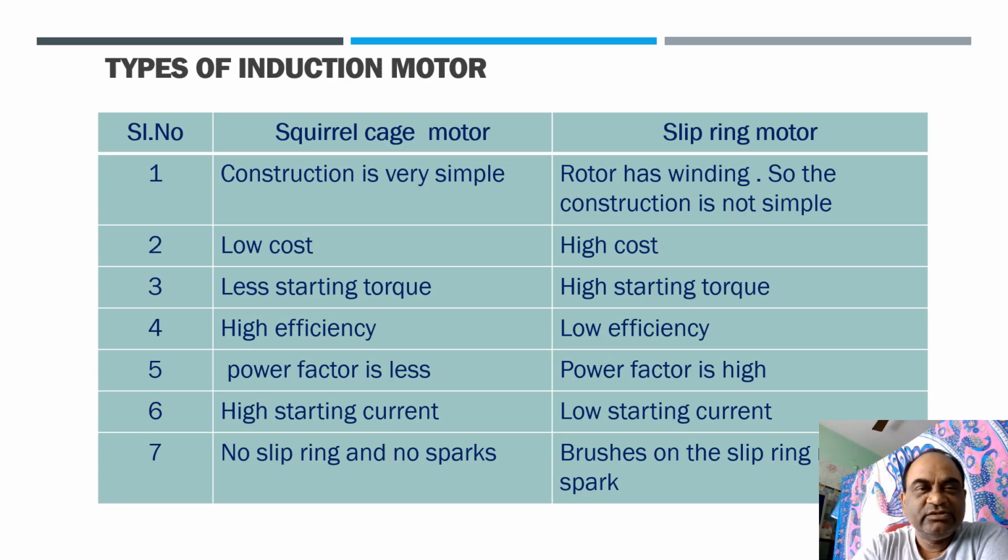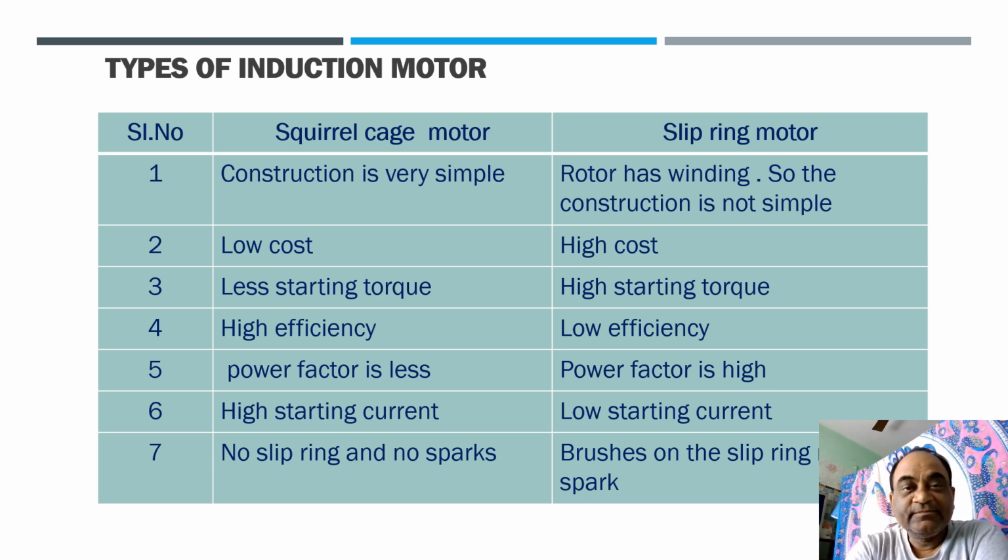Now let's try to understand how many types of induction motors are there in the market. There are two types, as I told you: the squirrel cage induction motor and the slip ring induction motor. What is the difference construction wise? It is very simple. The squirrel cage induction motors are very simple. On the other side, the slip ring type motor's rotor has winding, so its construction is not simple, a little complicated as compared to the squirrel cage induction motor.